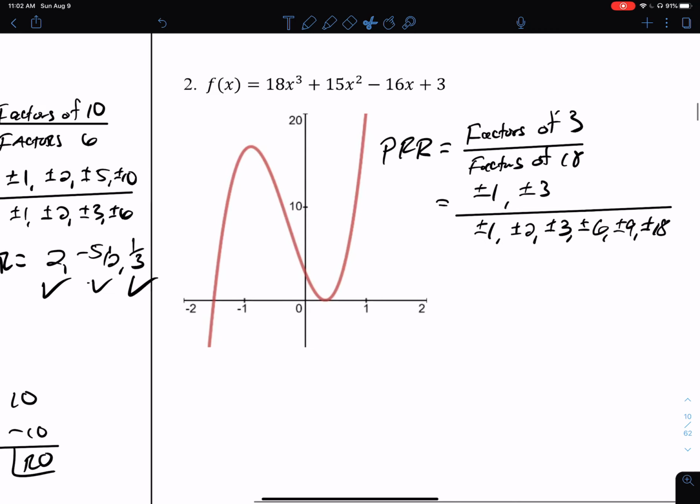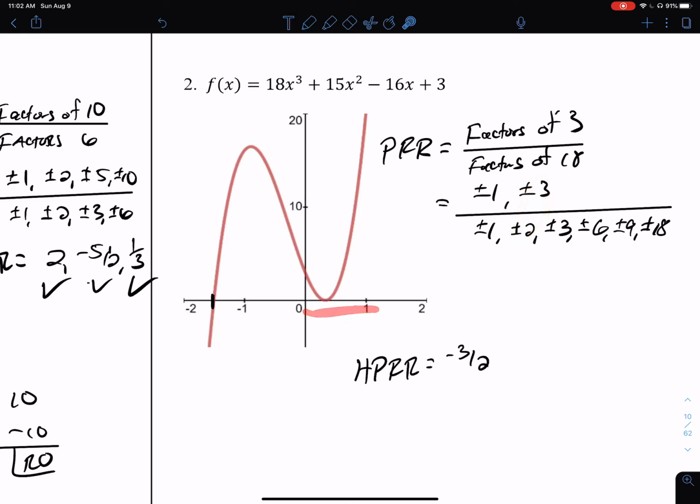So let's look at our graph and see if we can figure it out. This one here looks like it might be halfway between negative 1 and negative 2. So I'm going to say a highly possible rational root would be negative 3 over 2. Is that one of my choices? Sure. Right here, negative 3 over 2.